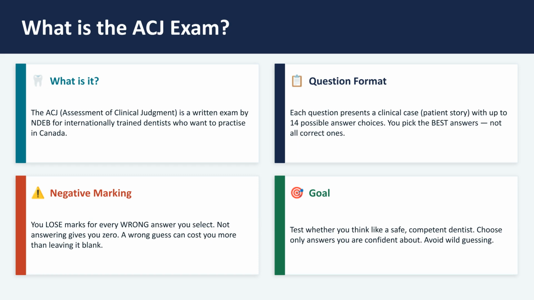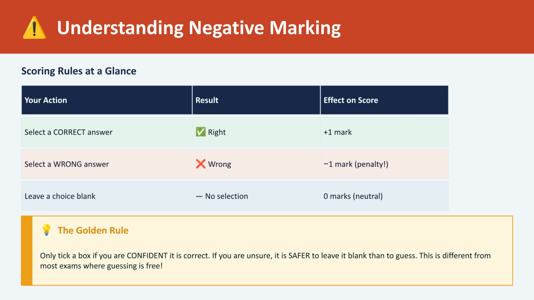Each question presents a clinical case with up to 14 possible choices. The goal is to pick only the best answers. Remember, there is negative marking. You lose marks for every wrong selection. If unsure, leave it blank for 0 points. Avoid wild guessing. Here is a quick look at the scoring rules.